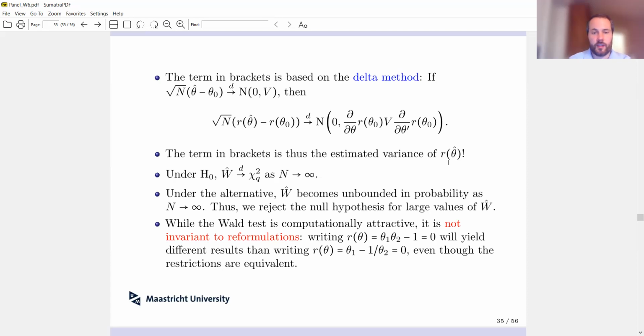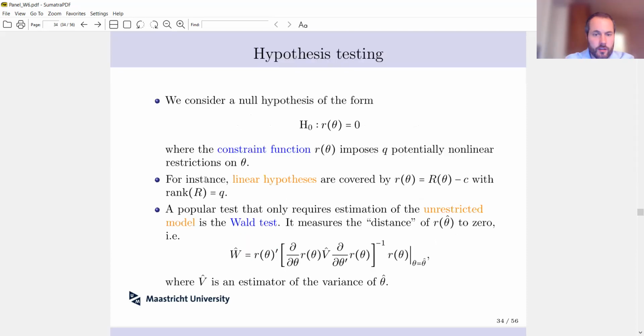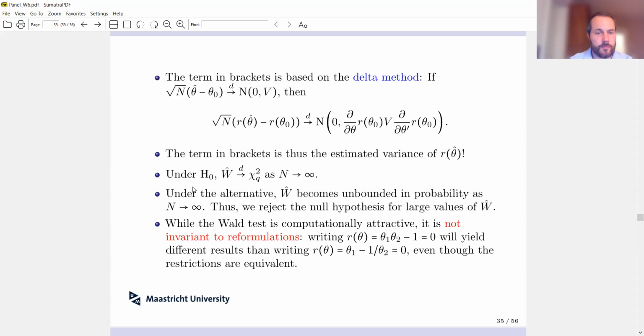Now, what can be shown is that this statistic converges in distribution to a chi-square distribution with q degrees of freedom, where q should be the number of restrictions. Under the null, this converges to a chi-square distribution, and under the alternative, W hat just explodes. Therefore, this test should also have good power whenever the null is actually false.